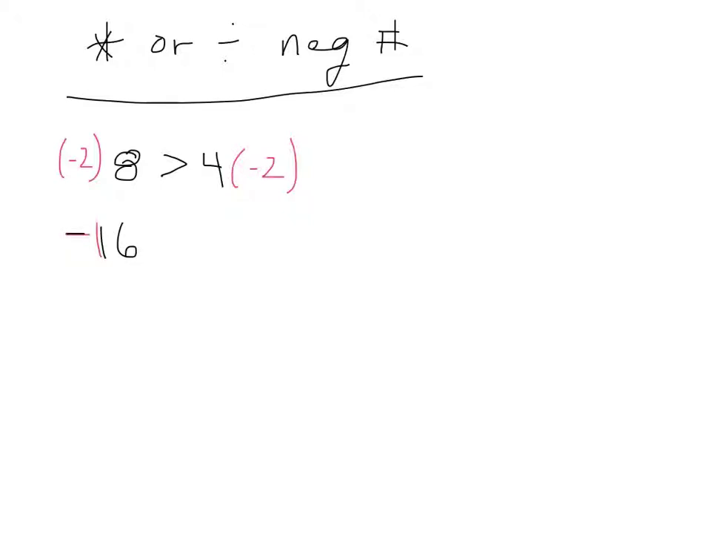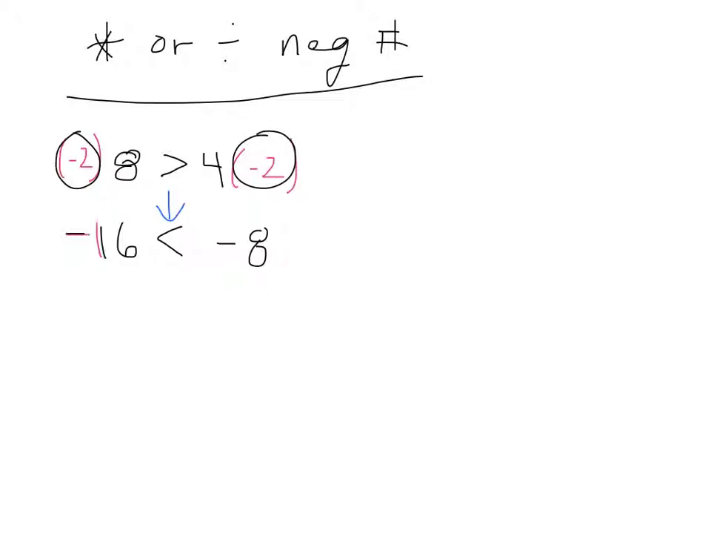-16. When we do -2 times 8, and 4 times -2 gives us -8. So ask yourself, what is -16 relative to -8? It is less than. So if you see, when we multiply by a negative on both sides, the inequality sign flipped. So to keep the inequality quote unquote equivalent, we have to flip the inequality sign when we multiply by a negative.